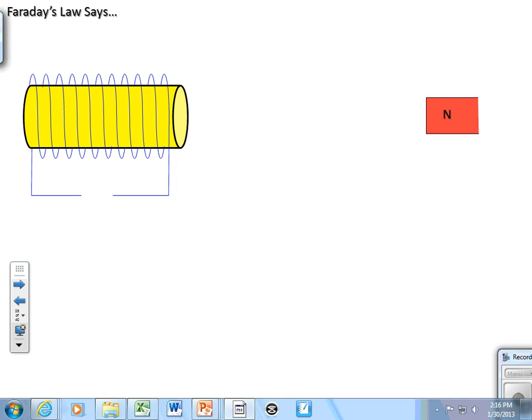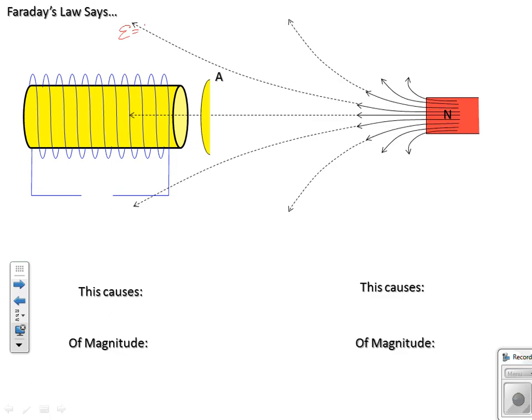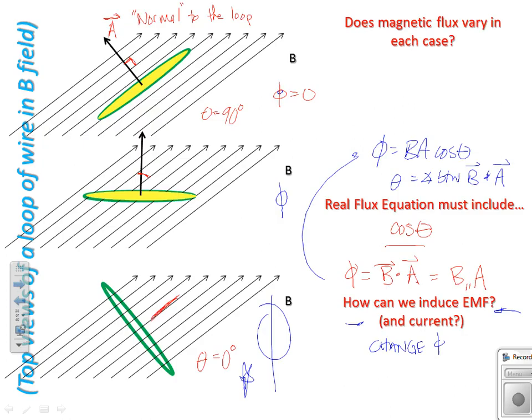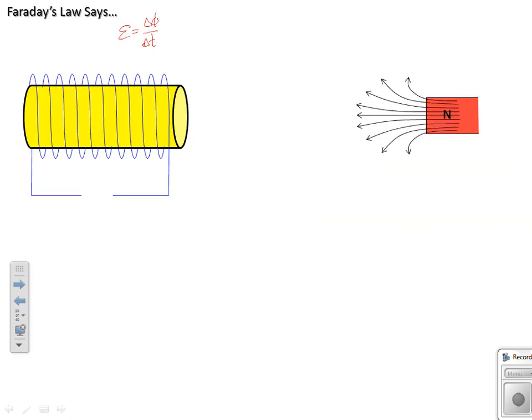So this is Faraday's law. Just so we're sure, Faraday's law is that induced EMF is change in phi over change in t. Hey, what happened? Back it up. Good. So here's what Faraday's law says: if flux changes over time, you can induce a current.